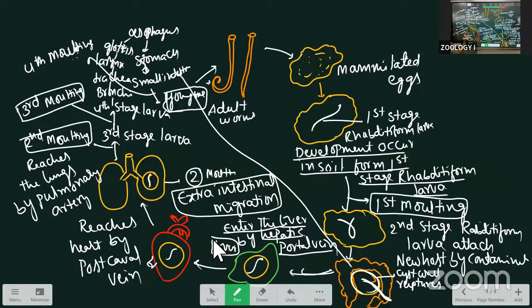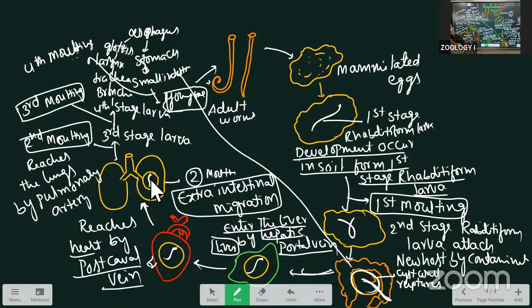How do they reach the heart? Through the post-caval veins. The post-caval veins are collecting the blood. Through that, they enter the heart. From the heart, next they enter the lungs. Inside the lungs, a number of bag-like structures are present. They are called alveoli.